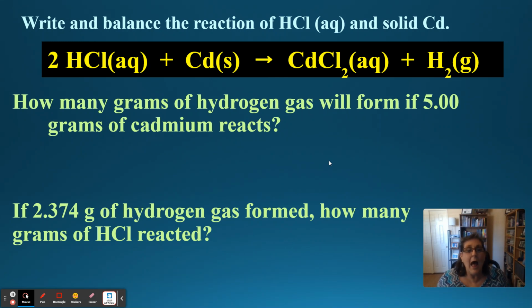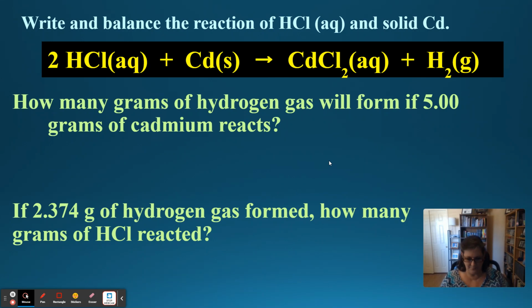Number 1, how many grams of hydrogen gas will form if 5.00 grams of cadmium reacts? So we have two chemicals. We have hydrogen gas and we have cadmium. So we have two chemicals, a balanced equation. That means it's stoichiometry, and we're going to have a mole ratio in the middle. I want you to hit pause and solve this now. We've done a couple of these. It's your turn. You practice this.